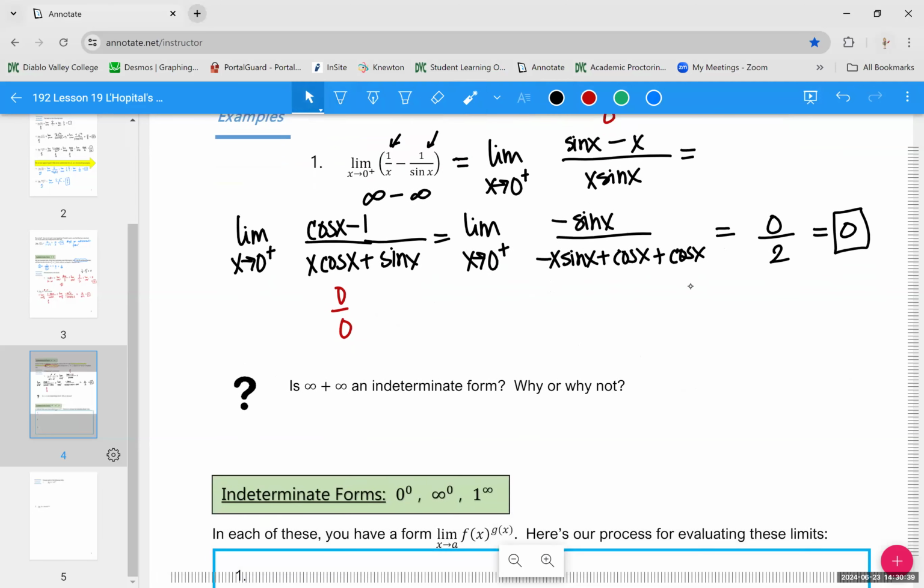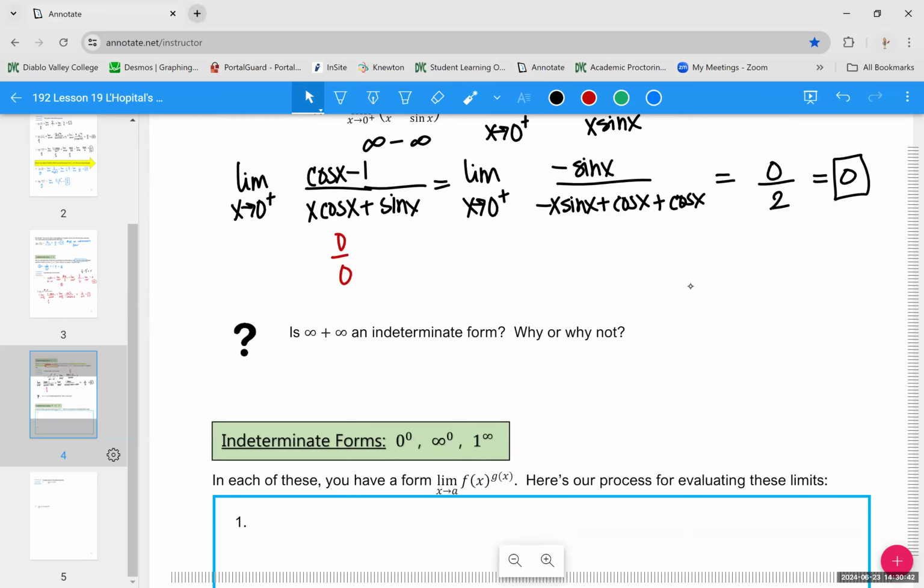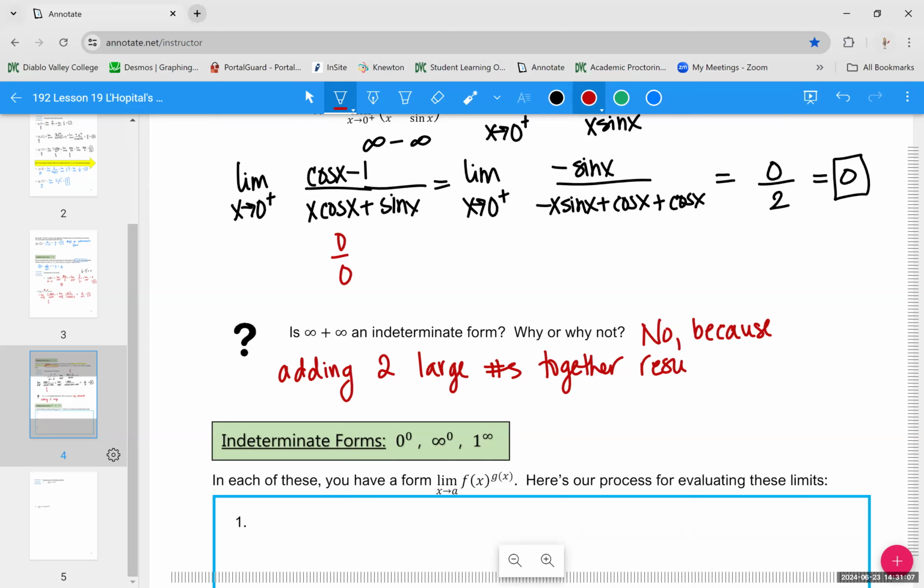We mentioned this before, but just a good thing to add to your notes. Is infinity plus infinity an indeterminate form? And we have said no. And why not? Because adding two large numbers together results in another large number. There's no question there, right?